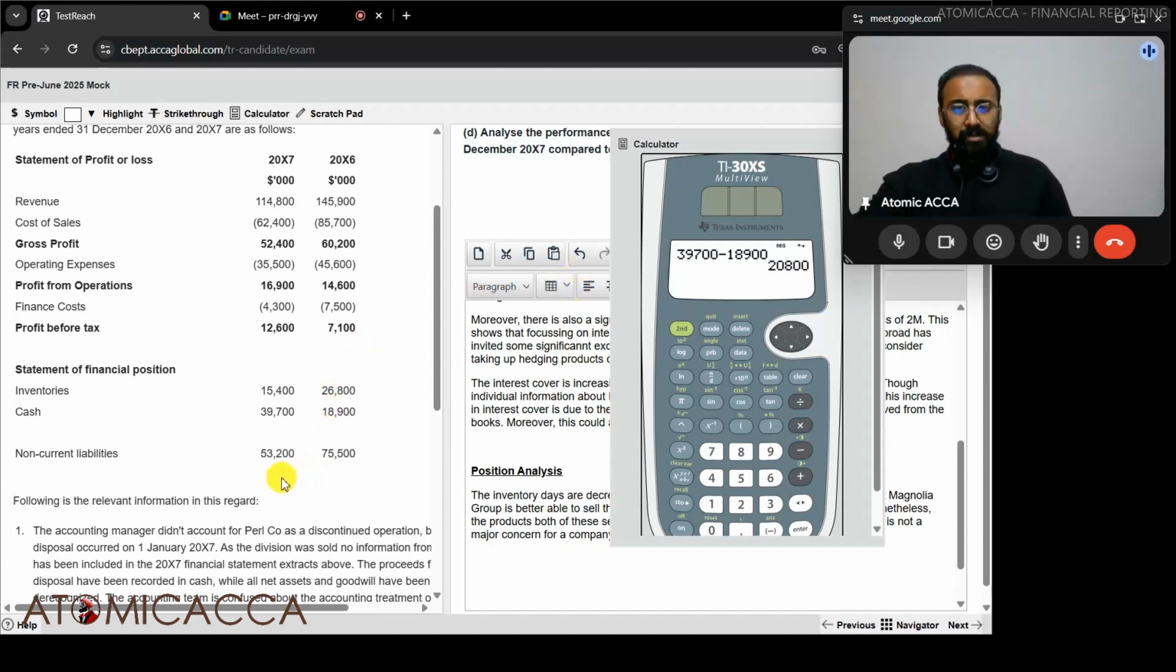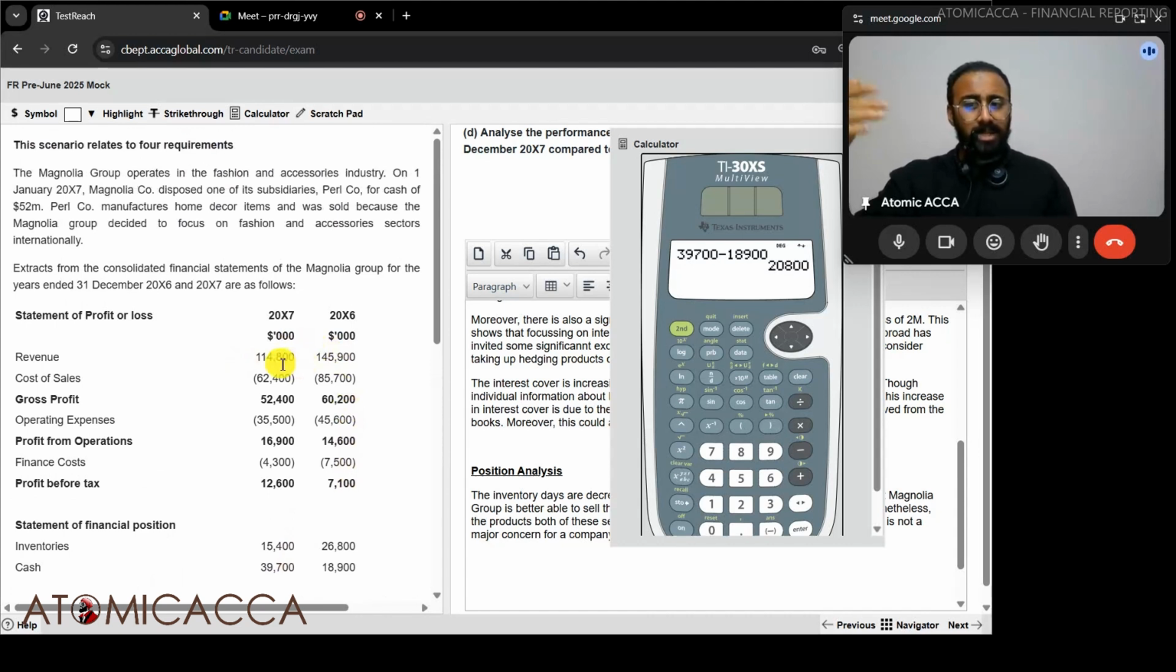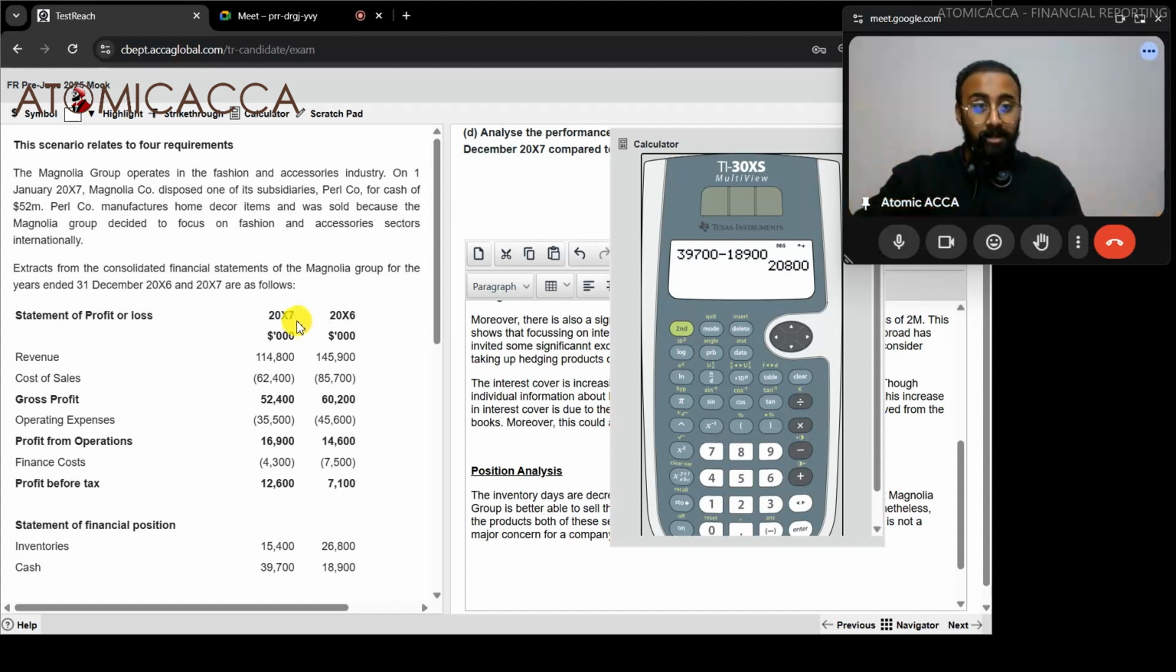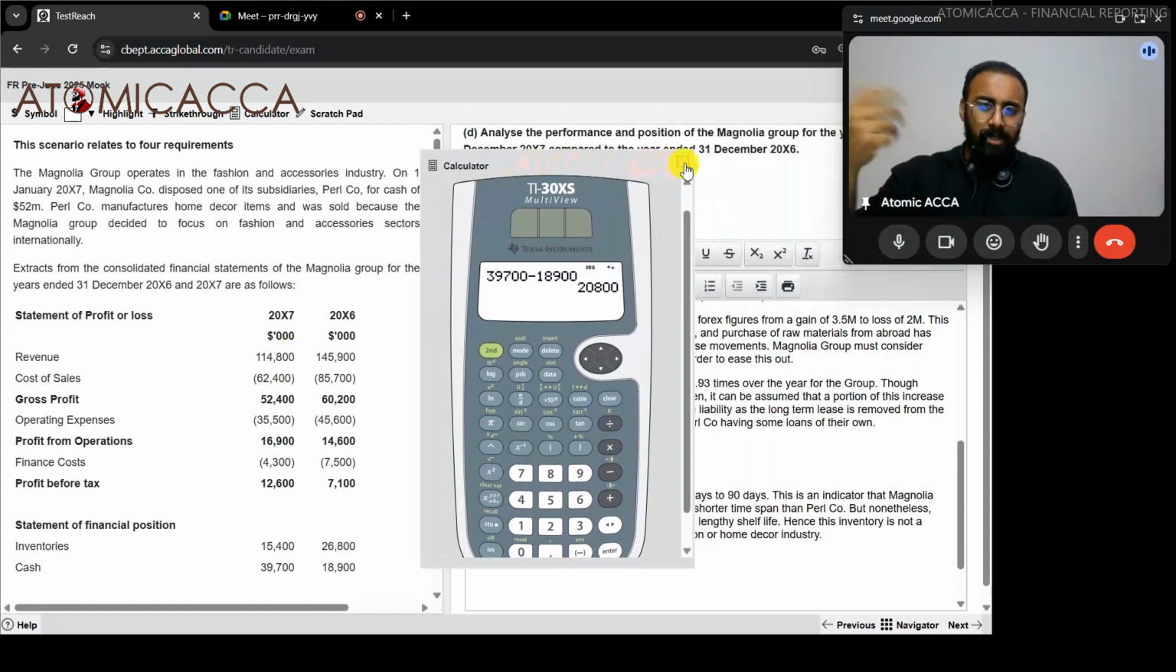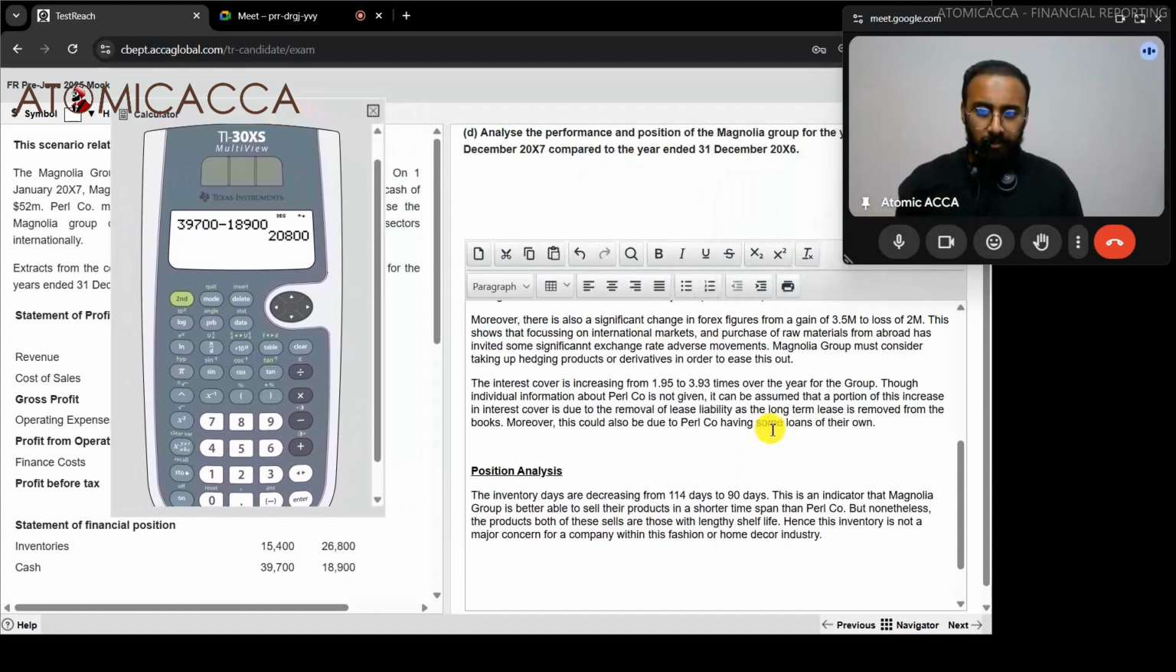But apart from that, the revenues are increasing. So maybe they have invested into some capital investments to facilitate their international sales. Maybe that could be the reason why revenue is increasing. But we don't know exactly what could be the reason for this. So we can assume it in this way. So we can just take this information from here.